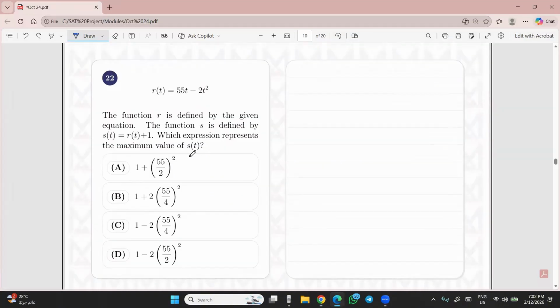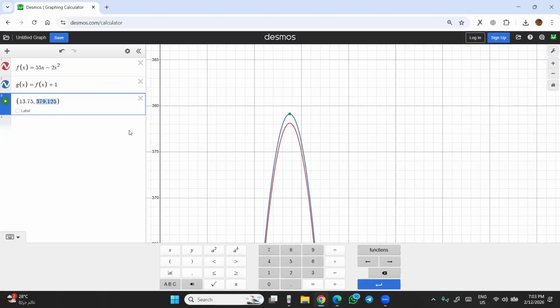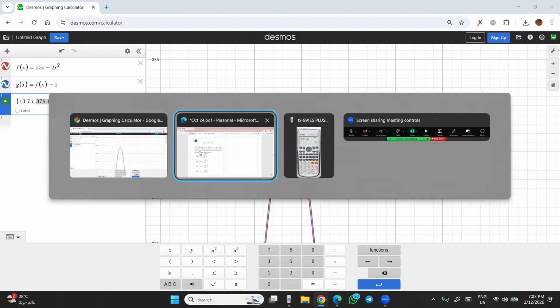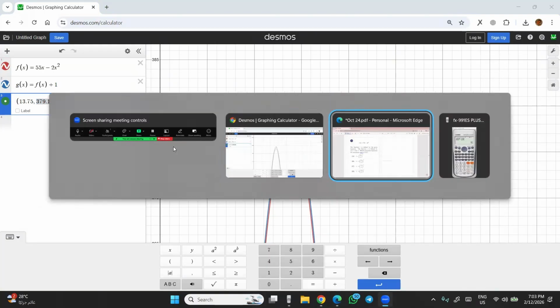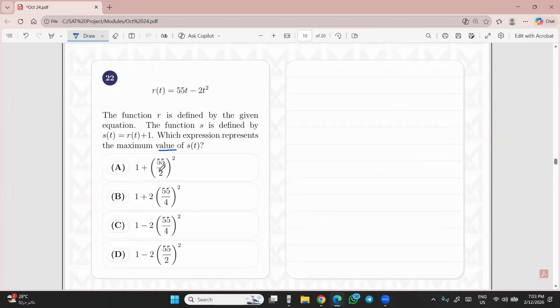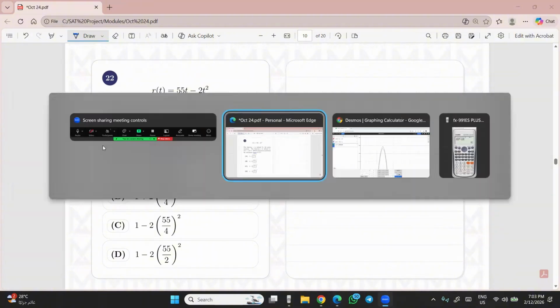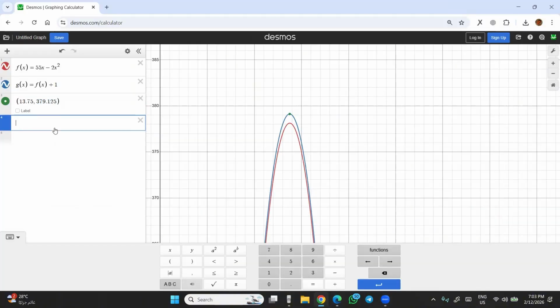And because the question says the value of the maximum, the maximum value is always y, not x. So here we get the y value, 379.125. Let's check the first one here, which is 1 plus the parentheses of 55 over 2 all to the power of 2. Let's check them here, whether they give the answer or not.